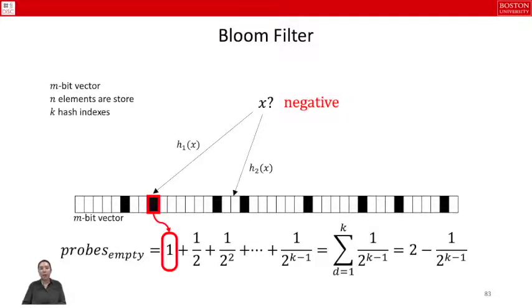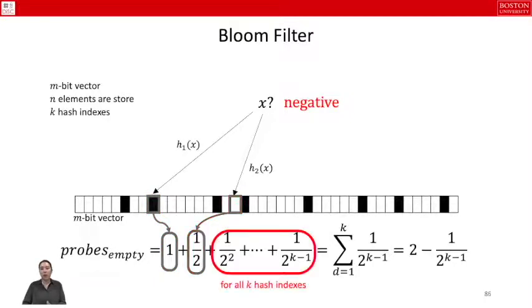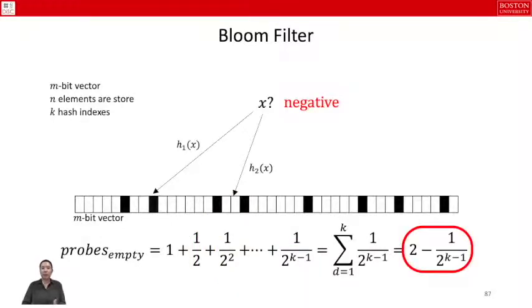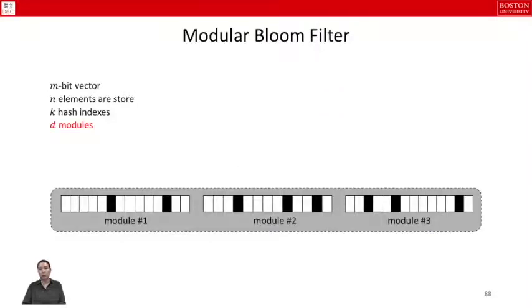And with probability of 1/2, we need to check the second bit. This goes until all k hash indexes. Thus, the average number of filter probes for empty lookups would be less than 2. In order to utilize this characteristic, we propose the modular Bloom filter.